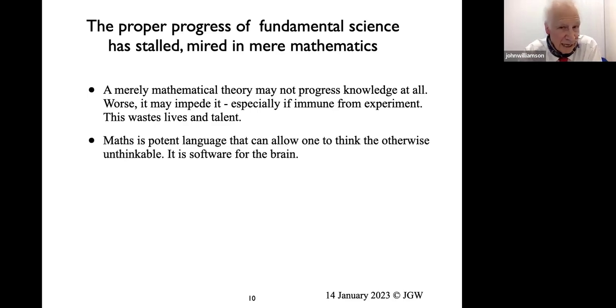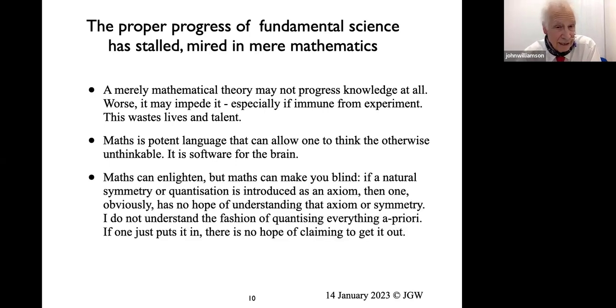So maths is a very potent language. It can allow one to think the otherwise unthinkable. Software for the brain, it's a great thing. It can enlighten you, but it can also make you blind. If a natural symmetry or quantization is introduced as an axiom, then one obviously has absolutely no hope ever of saying anything about it, because it's one of the bases of the theory. And if you look at the standard model, there are over 50 of these bases, including charge, including quantum spin, including color, including everything that's interesting, in other words. Now, that is just not good enough.